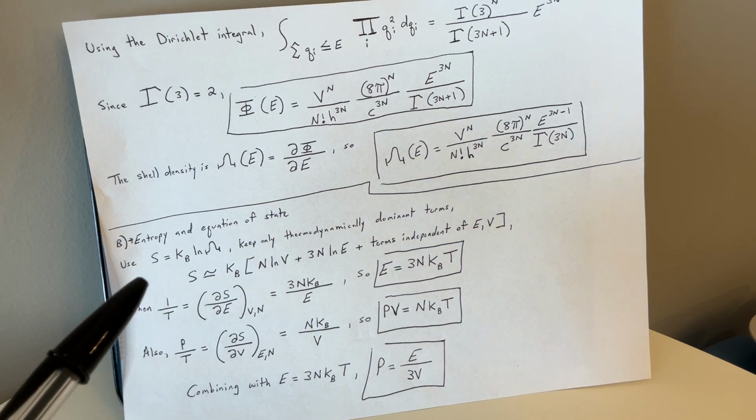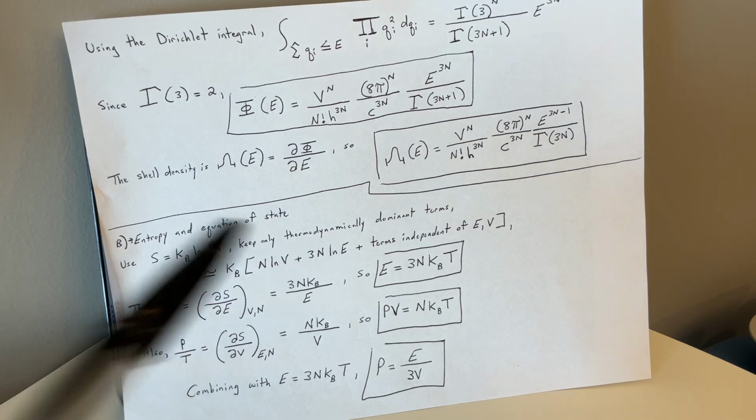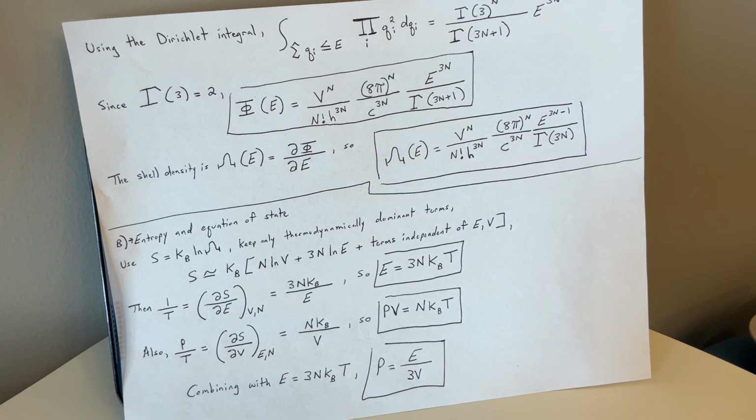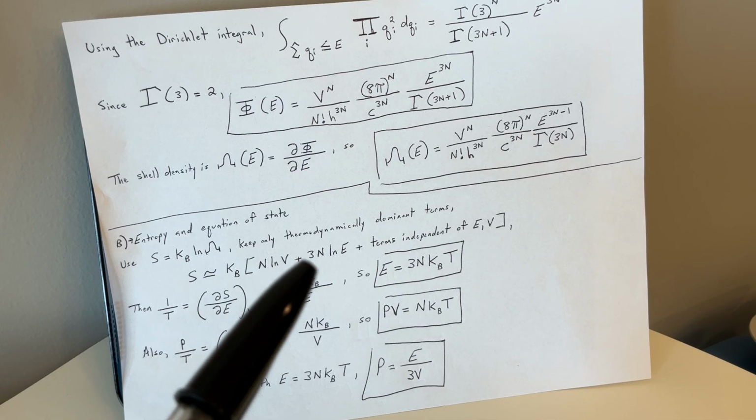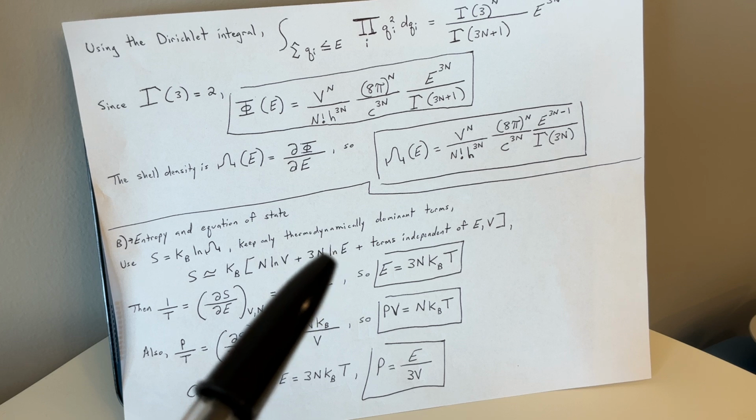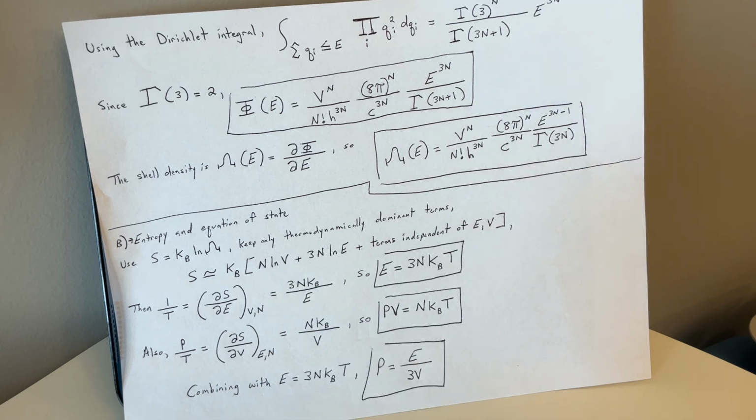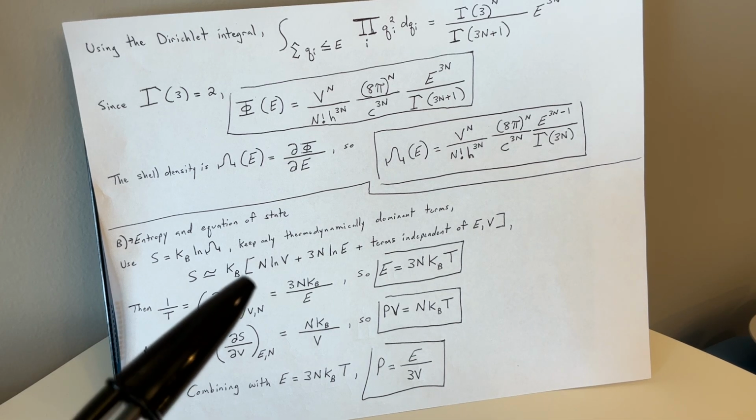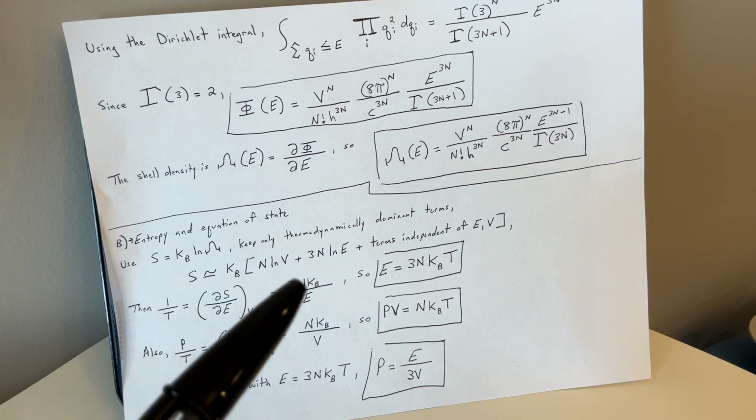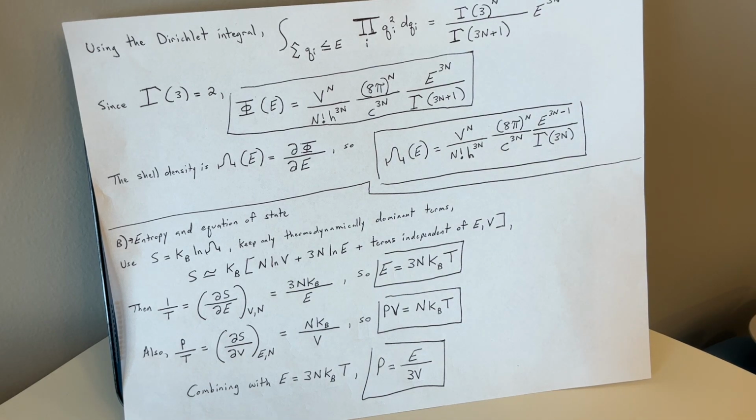So for part B, entropy and equation of state, we're going to use S equals k_B ln capital omega. Keep only thermodynamically dominant terms, so that S is approximately equal to k_B times the bracket n ln V plus 3n ln E plus the terms independent of E and V, close bracket. So then 1 over T equals the partial derivative of S with respect to E at V, n. That equals 3n k_B over E. So E is equal to 3n k_B T.